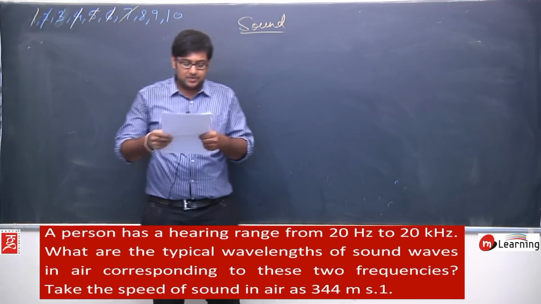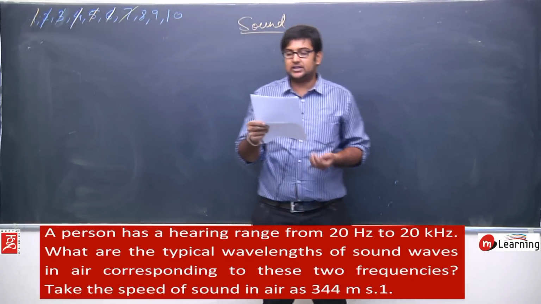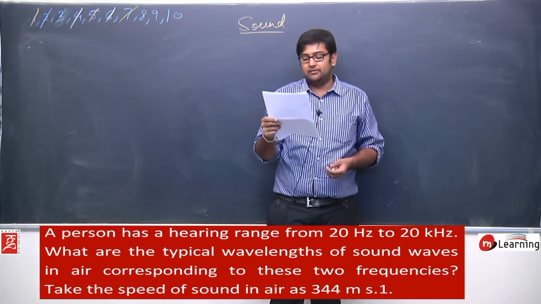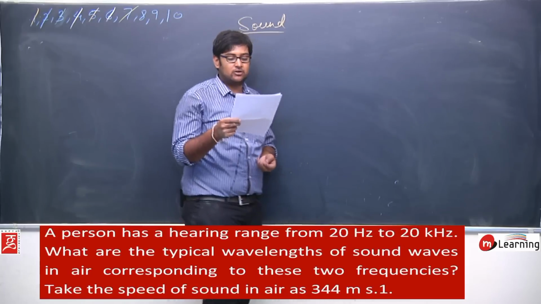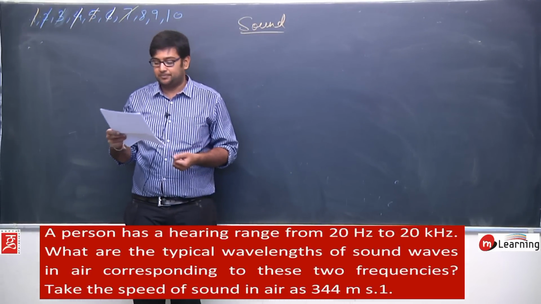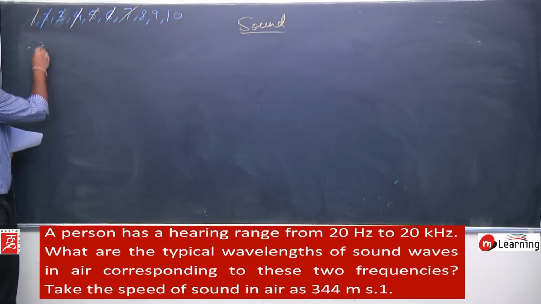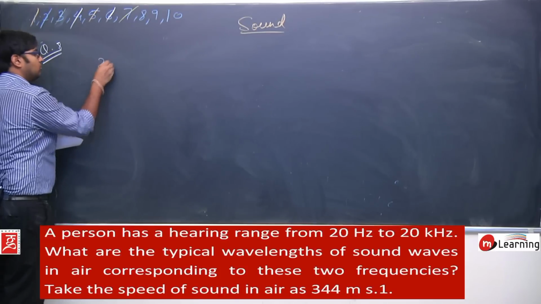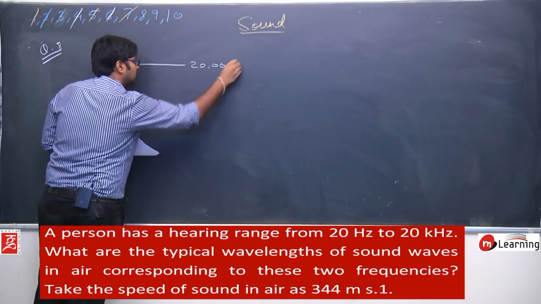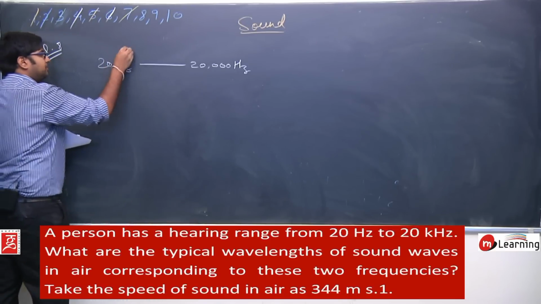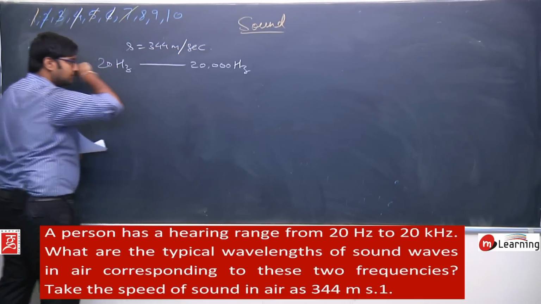Now moving to question number 8, it says a person has a hearing range from 20 Hertz to 20,000 Hertz. What is the typical wavelength of the sound waves in air corresponding to these two frequencies? Take the speed of sound as 344 meters per second. So we are given the frequency range, that is, humans can hear from 20 Hertz to 20,000 Hertz, and the speed with which the sound travels is 344 meters per second.